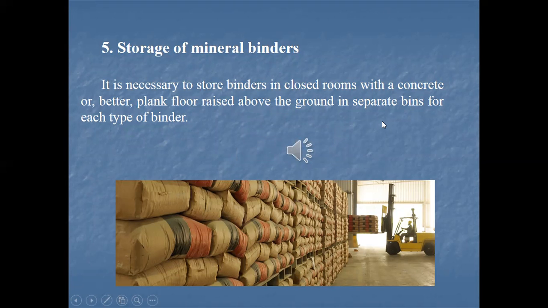Five. Storage of mineral binders. It is necessary to store binders in closed rooms with a concrete or, better, plank floor raised above the ground in separate bins for each type of binder.